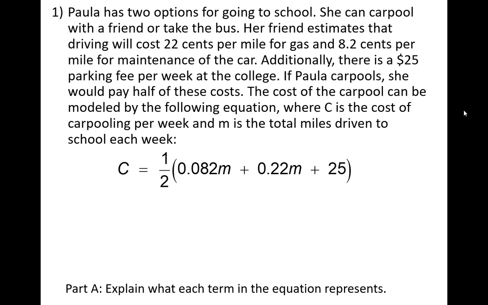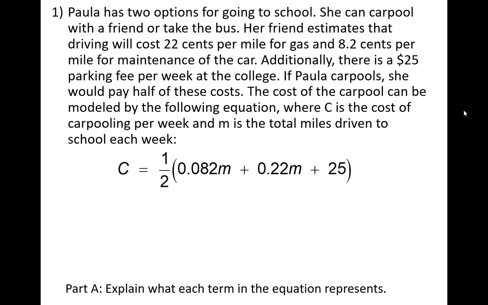It says Paula has 2 options for going to school. She can carpool with a friend or take the bus. Her friend estimates that the driving will cost 22 cents per mile for gas and 8.2 cents per mile for maintenance of the car. Additionally, there is a $25 parking fee per week at the college. If Paula carpools, she would pay half of these costs. The cost of the carpool can be modeled by the following equation, where C is the cost of carpooling each week, and M is the total miles driven to school each week.